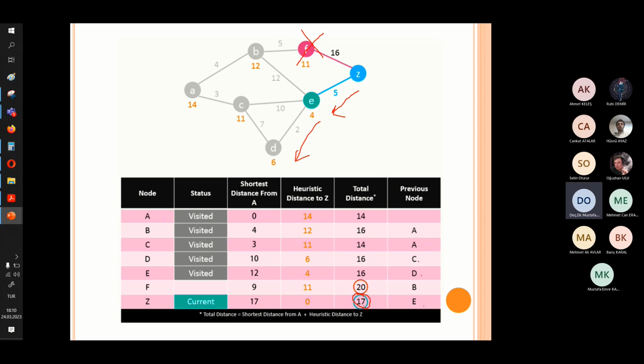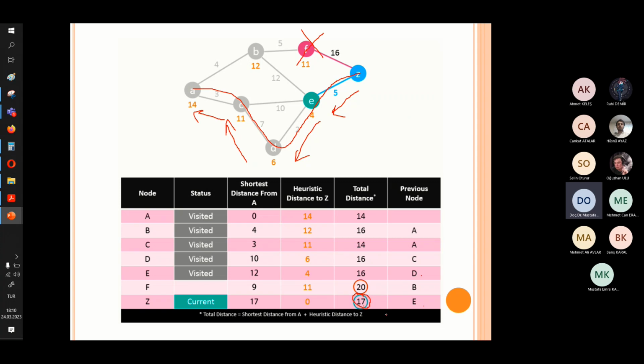Let's go to D. D to C. We are tracing reversely. And how about C? C is coming from A. So the actual path is A to C to D to E and then Z. So we should follow that path, and the total cost will be 17.